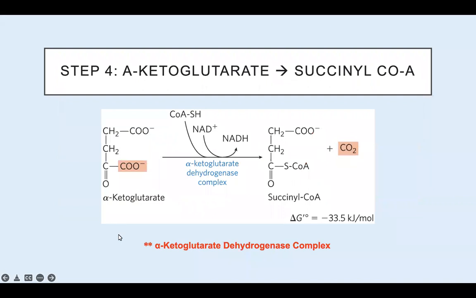So next is step 4, where alpha ketoglutarate is converted into succinyl-CoA. This is a unique reaction because you actually see the input of that CoA back into the reaction. We also, again, see the reduction of NAD+ to NADH, and this step uses the enzyme alpha ketoglutarate dehydrogenase complex.